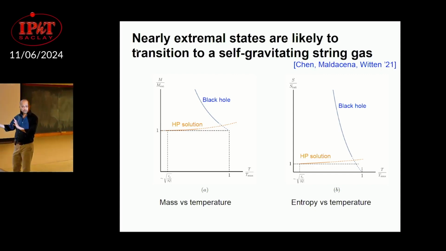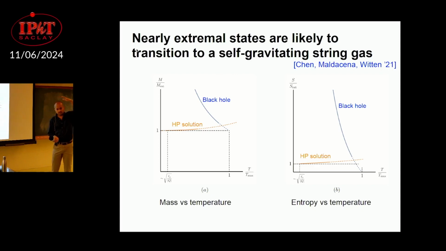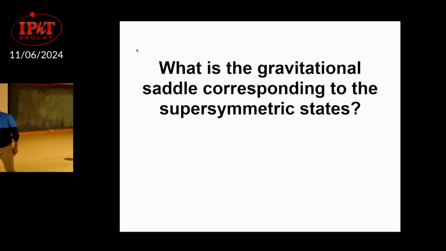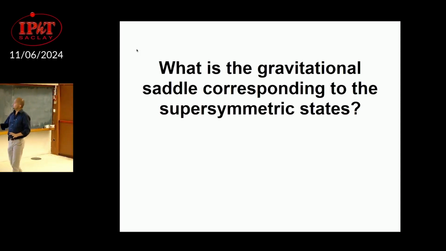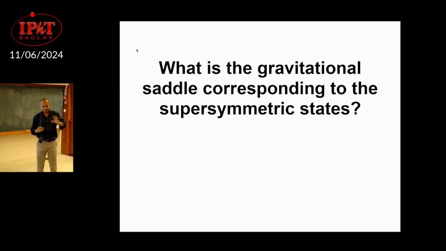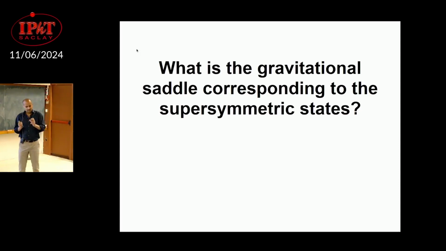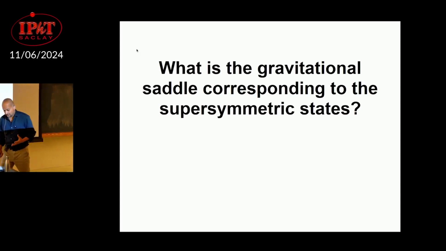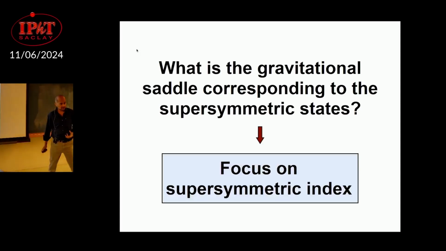This is not the approach I want to take. I don't want to think of going to the near extremal states as a limit. I want to directly consider the supersymmetric states. There is an exponential growth already in the supersymmetric states, and I want to ask, what's the gravitational saddle corresponding to these states? In order to answer this question, I need some observable which is defined in the full theory, but somehow only picks out the supersymmetric states. Now, such a gadget has been with us for years. That's the supersymmetric index. That's exactly what it was designed for.